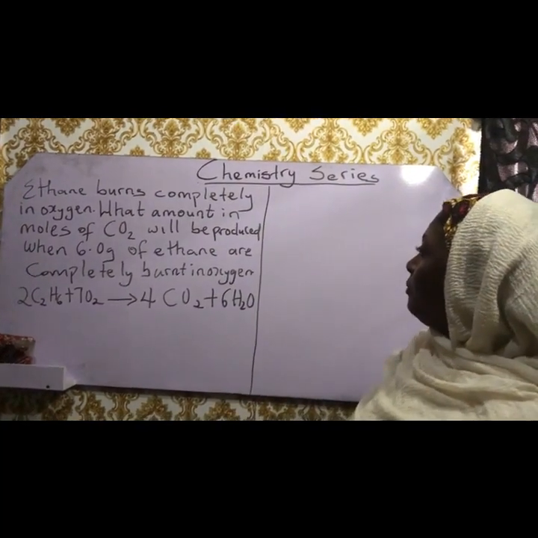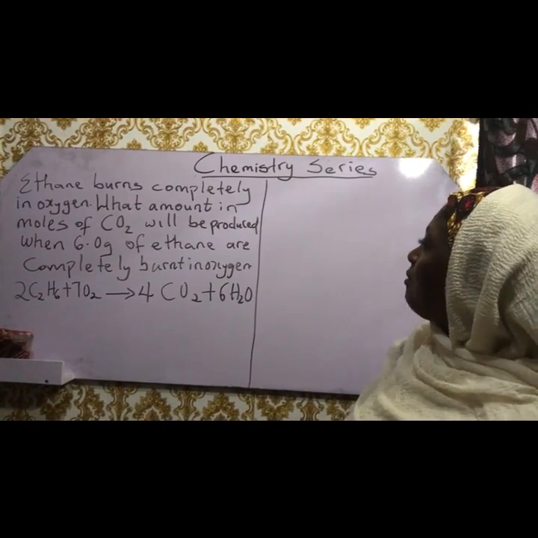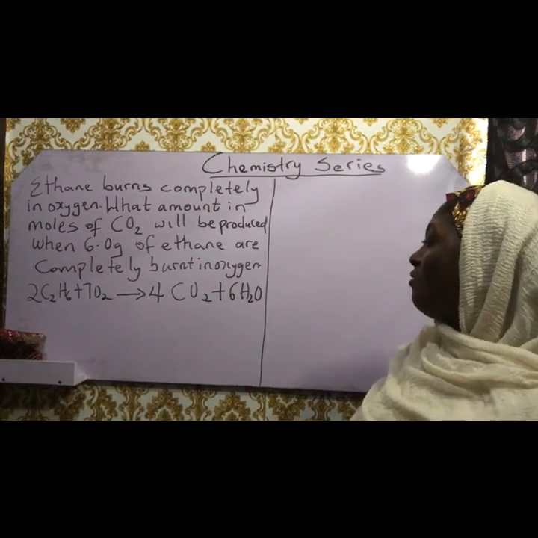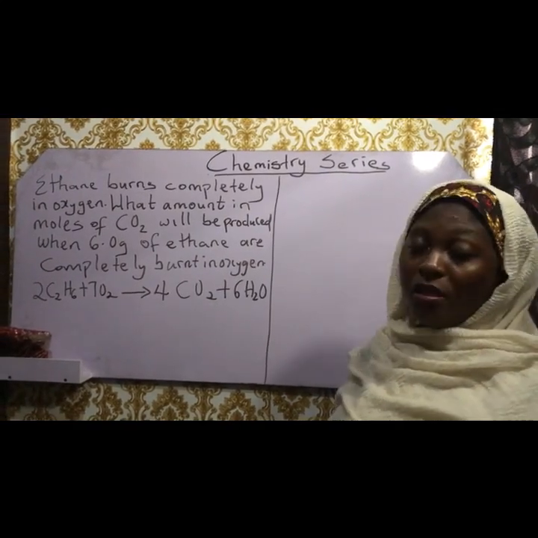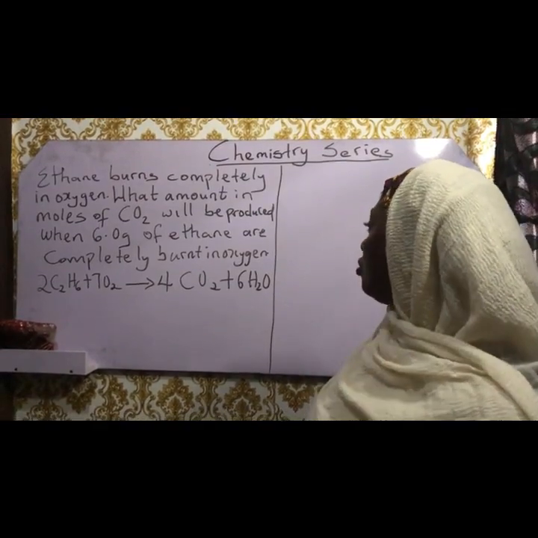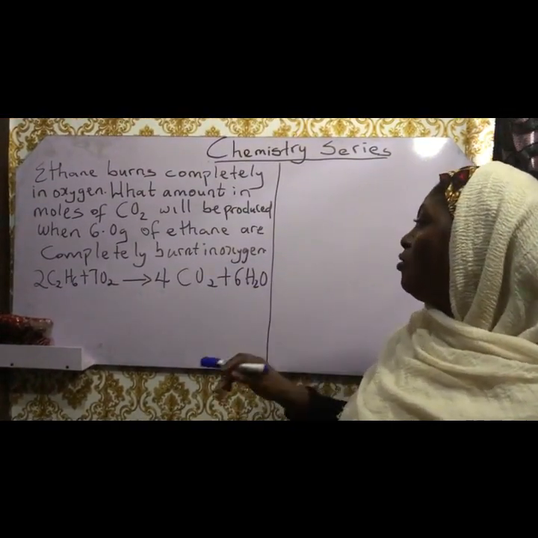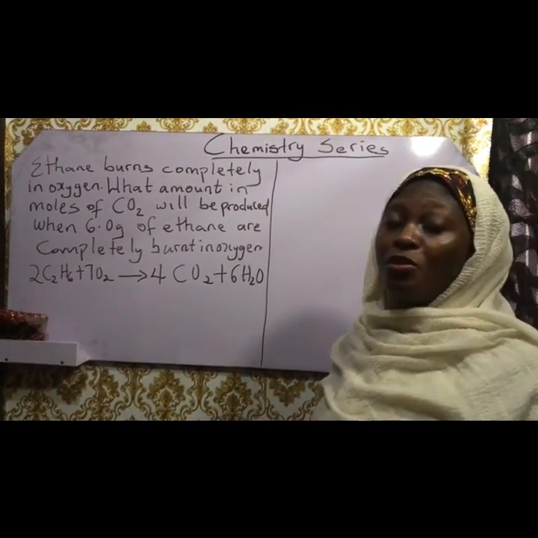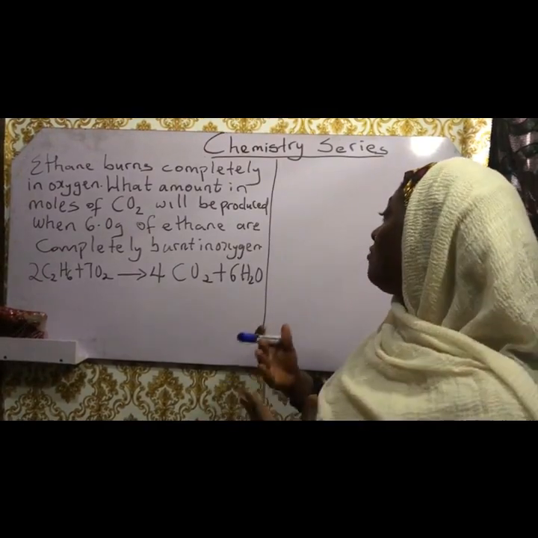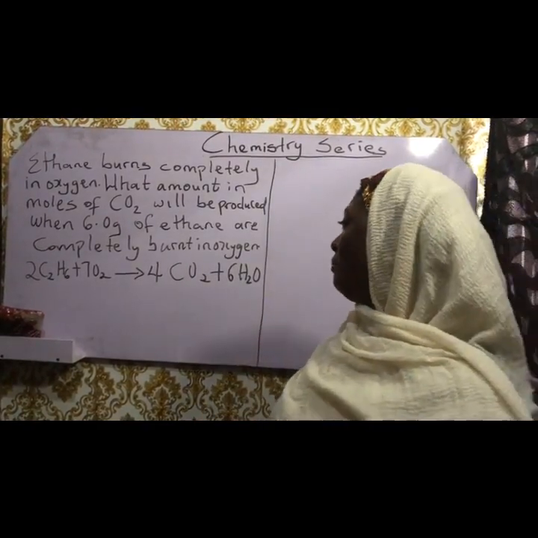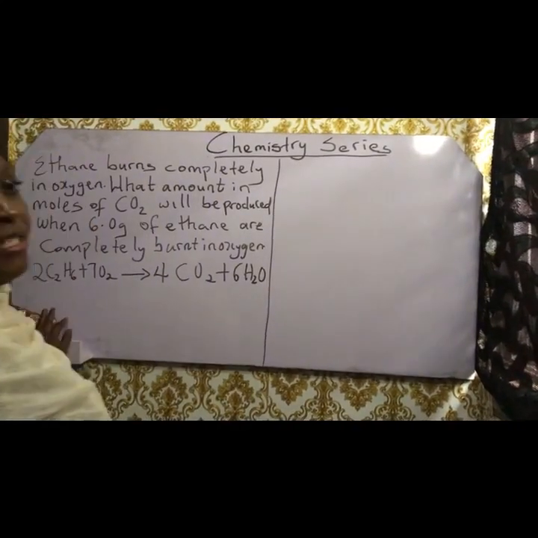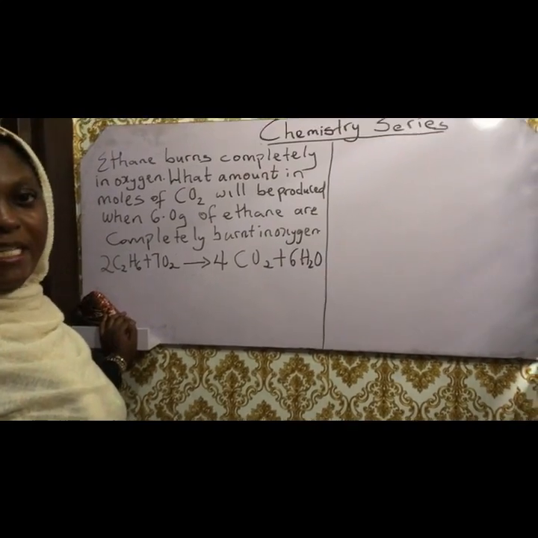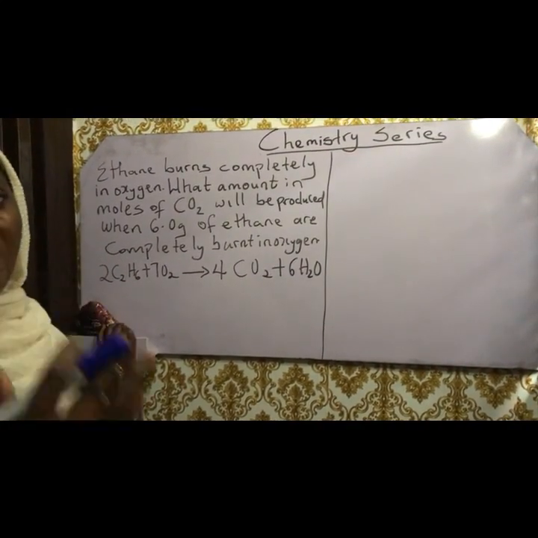Now, let's try to see. The question says, what amount in moles of carbon dioxide will be produced when 6 grams of ethane is burned completely in oxygen? So, we want to know the number of moles of carbon dioxide that will be produced from the mass of 6 grams of ethane. But let's try to get from the reaction the mass of ethane that produced carbon dioxide.